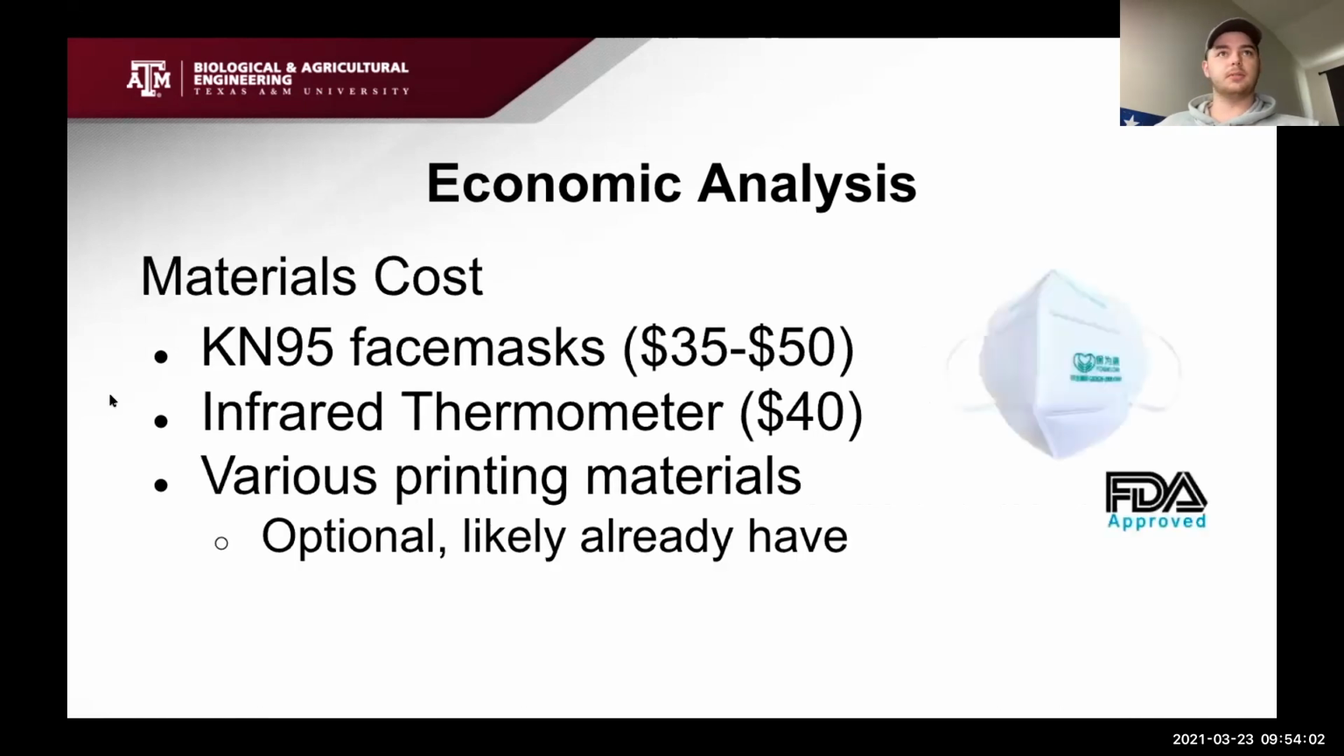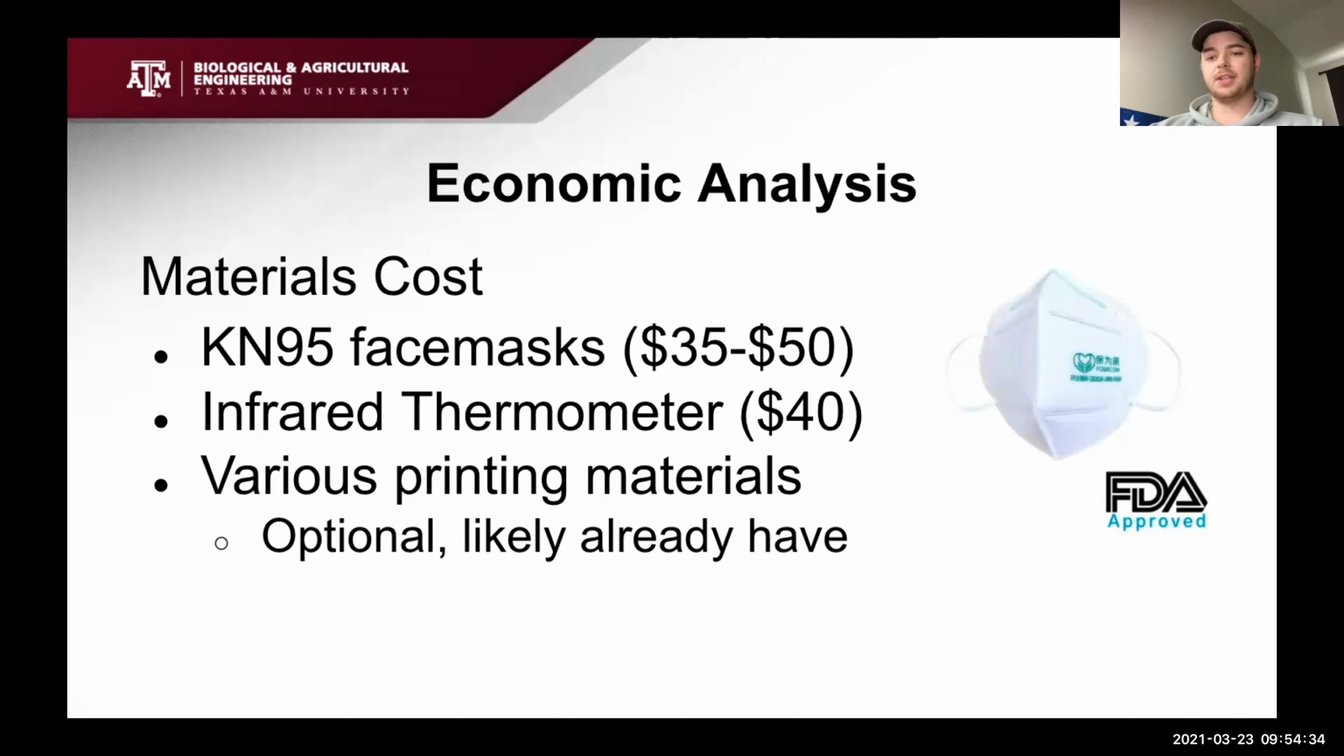Next slide, please. So for materials costs, we're recommending that each gym have enough face masks on hand to provide every employee on site with one at any given point in time. That being said, a package of 25 KN95 face masks can be found on Amazon or elsewhere for a price ranging from $35 to $50. Now, the total amount that a gym will have to spend on face masks is entirely dependent upon how many employees they have, so this price will vary from gym to gym.